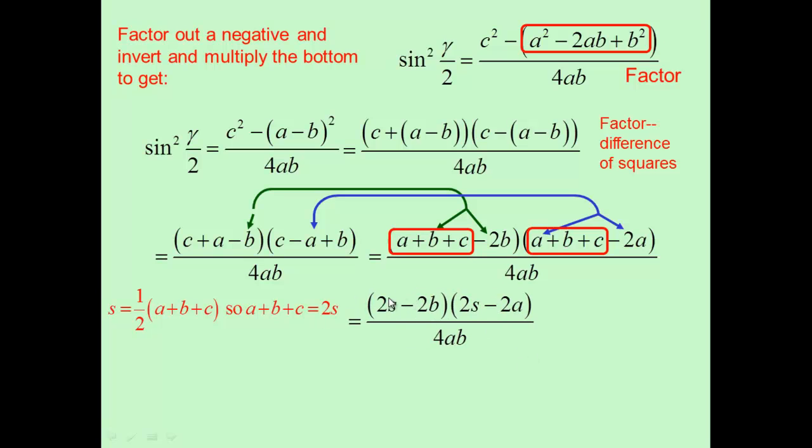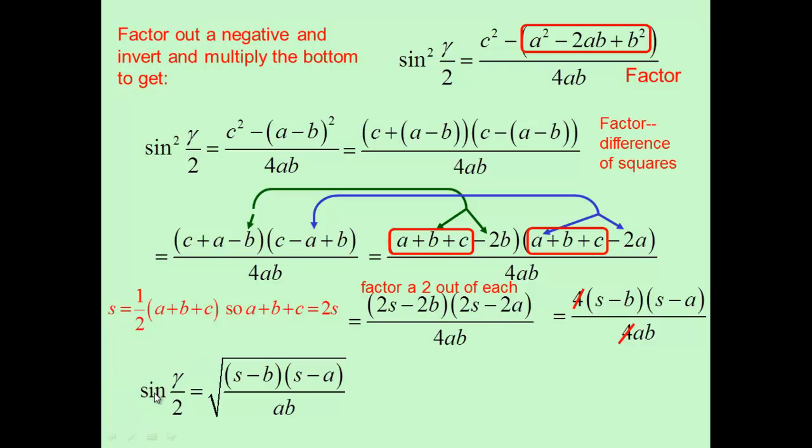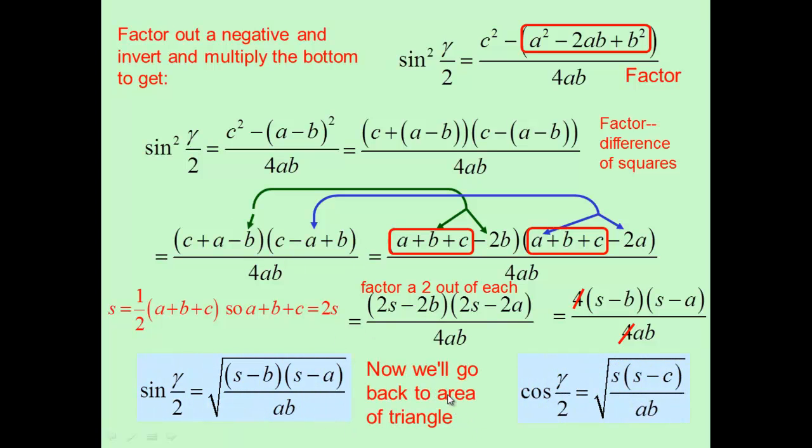Factor a 2 out from the first two, a 2 out from the second two, giving me a 4 out in front, which would cancel, and giving me the sine of gamma over 2 will equal this square root when I substitute it back in and take the square root. And I have these two formulas right here.